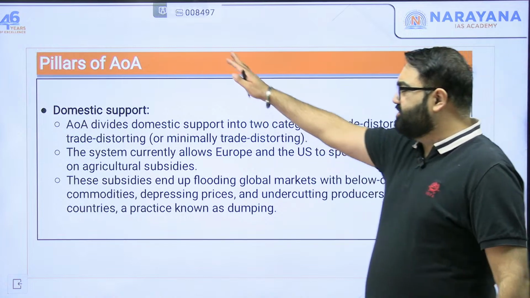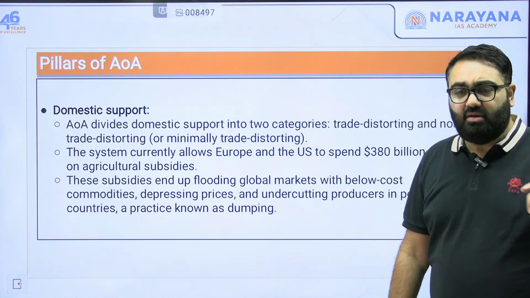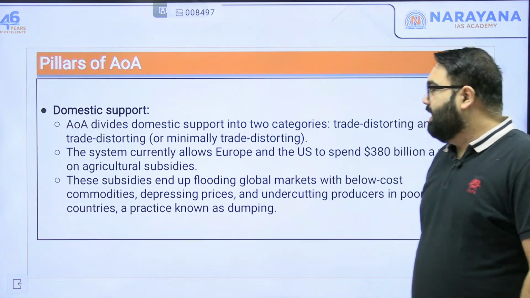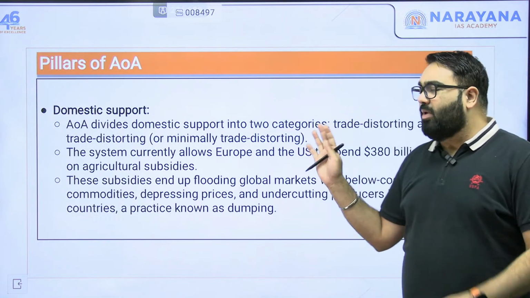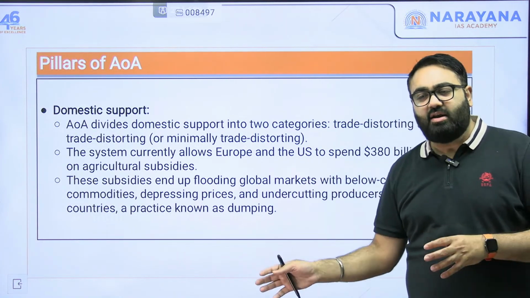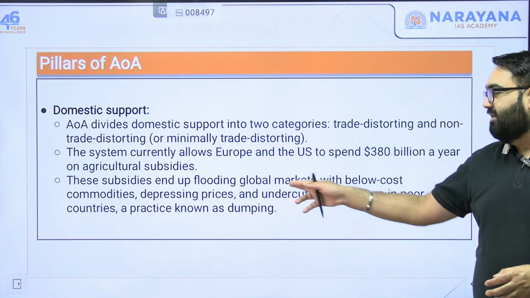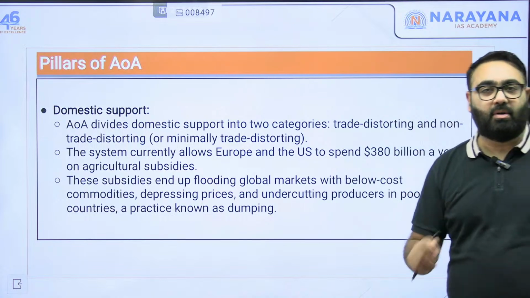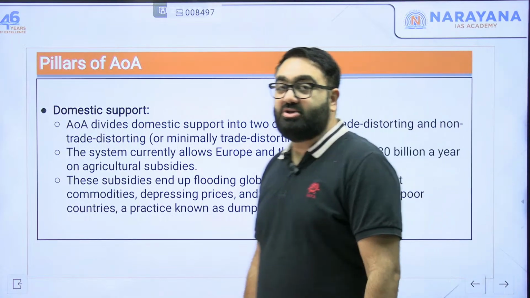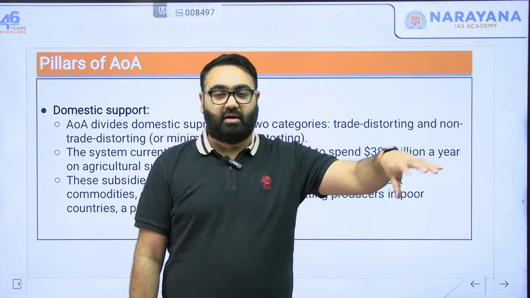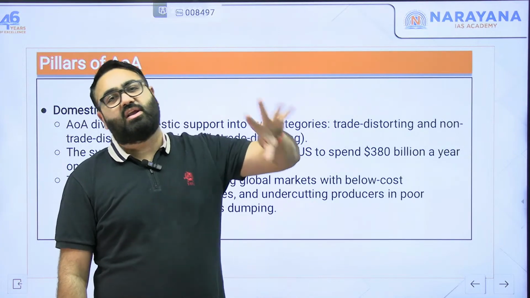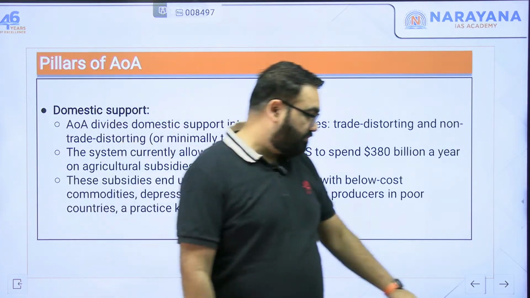Now, just a bit more information. The Agreement on Agriculture has 3 main pillars. First, domestic support. If you are giving a subsidy within your country that is not distorting international trade, then it is allowed. But if you give a subsidy that floods the international market, that is a problem, because WTO essentially does not want any distortion in the international market. So international trade distorting subsidies are not allowed, number 1.